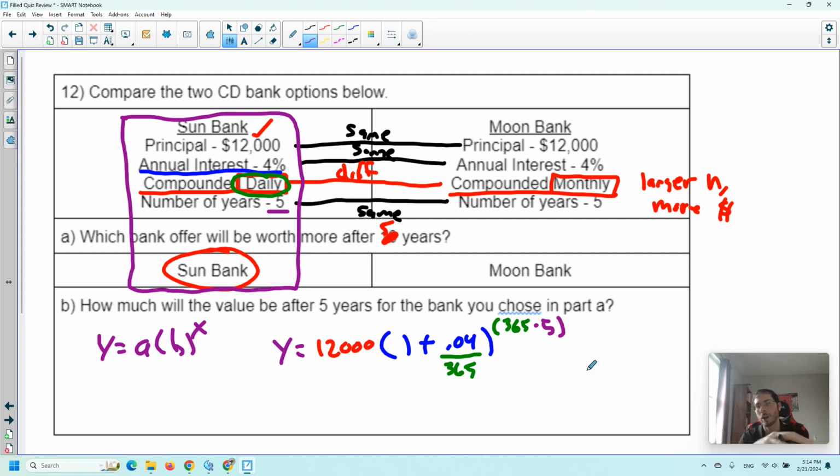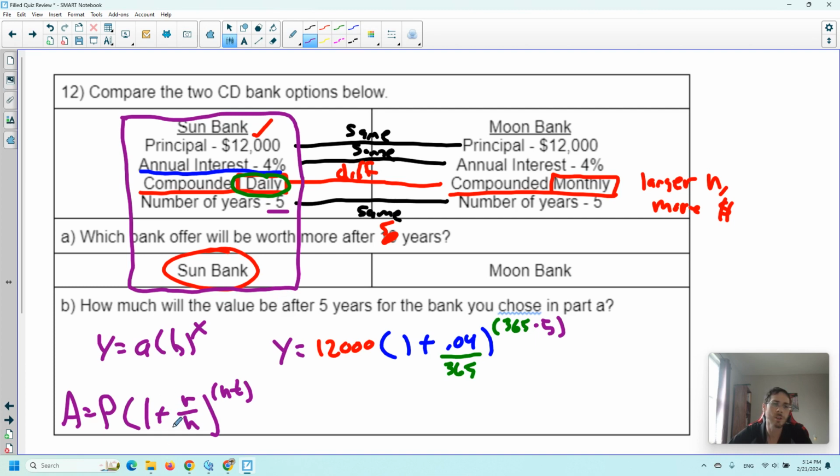Now again, I went off of the y equals a times b to the x equation. If you want to go off of the interest rate equation, that's going to be the amount is equal to the principal, 1 plus the rate over the number of divisions, to the number of divisions times the time in years. So you can go off of the big equation if you have that big equation down. If you don't have the big equation down, you have to kind of think about it and build it from the small equation. So it might be worth it to remember the big one.